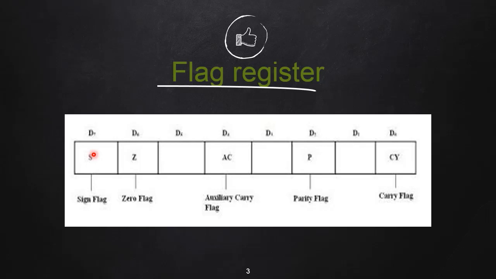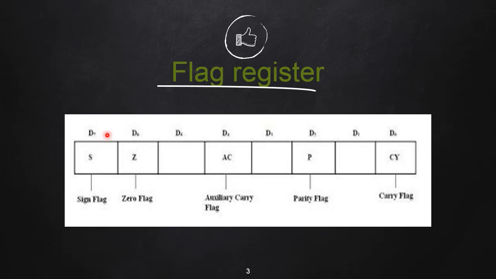If the sign flag is 0, it means the number is positive. If the sign flag is 1, then the number is negative. So from the sign flag, you can check whether a number is positive or negative.